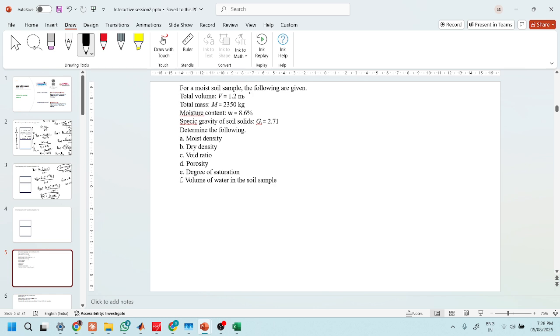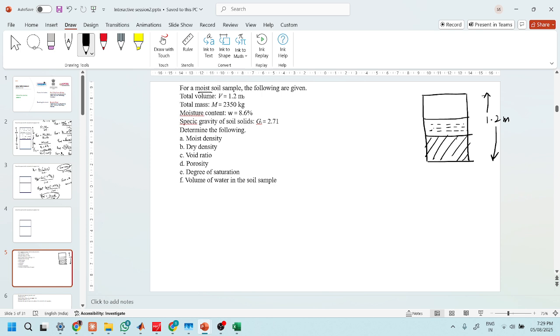For example, the following example. The phase diagram as we go. So the sample is moist. That means that it's not saturated, it's not dry. That we will have three phases. We have solid, water, and air. The total volume is 1.2 liters.